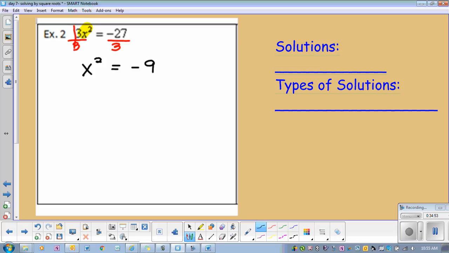Now, I need to get rid of the square so that I can get x all by itself, right? To get rid of this square, I need to square root. Whatever you do to one side, you do to the other side. But wait, we drew the square root. So we have to put plus or minus. So then those two cancel out. And then I have x equals plus or minus square root of negative 9.